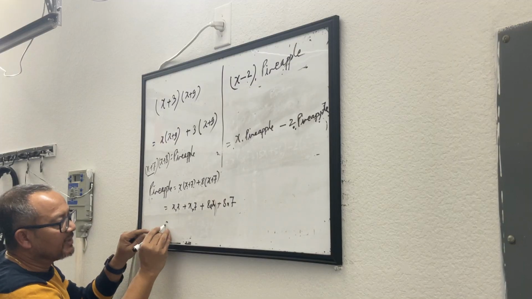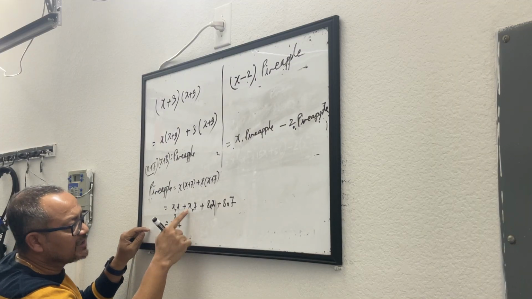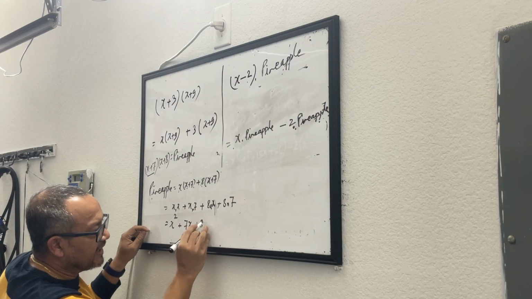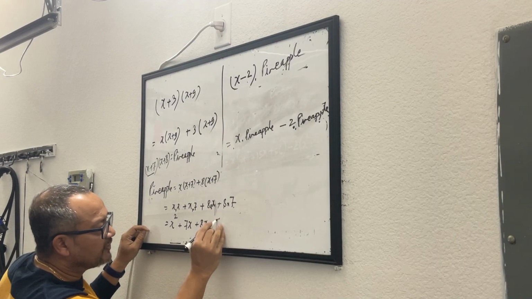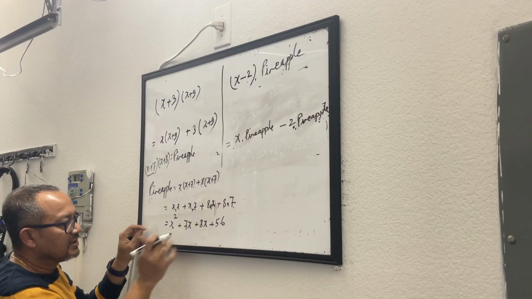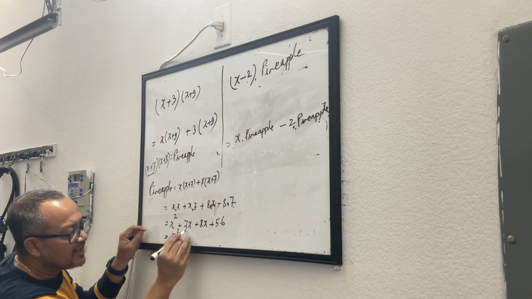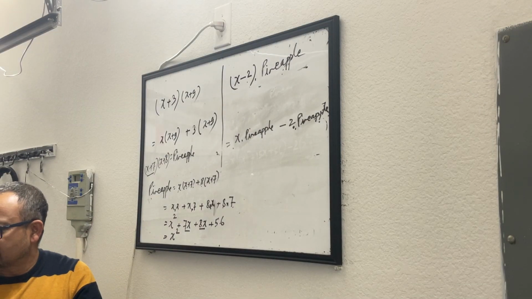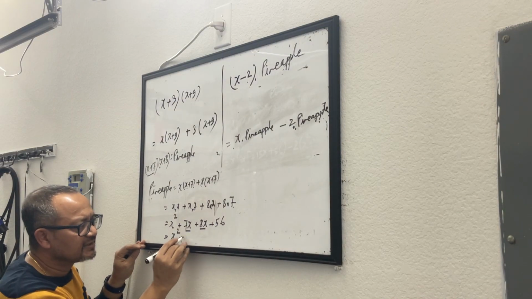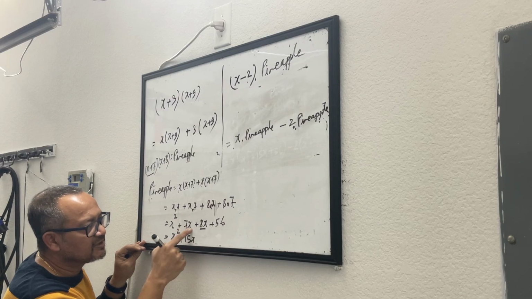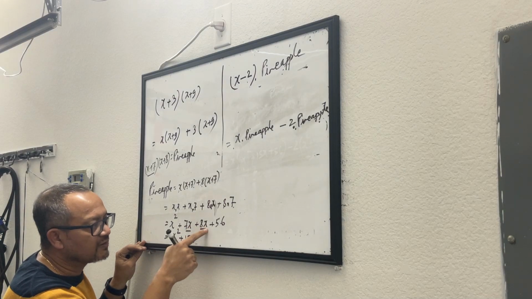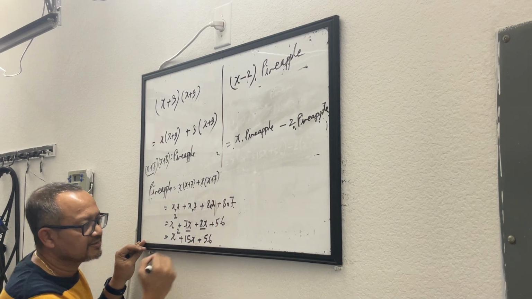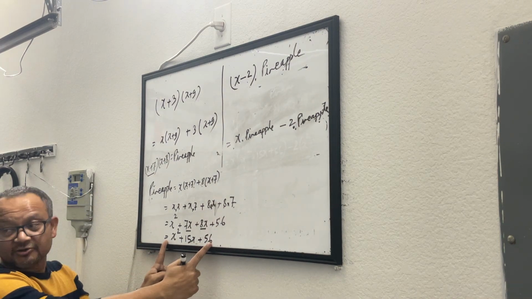x into x will become x squared. x into 7 will become 7x. 8 into x will become 8x. Plus 8 into 7 will become 56. So this is x squared, 7x and 8x. We can add them, right? That will become 15x. If this is avocado, 7 avocado plus 8 avocado is 15 avocado, right? And then 56. So my pineapple has a value now.